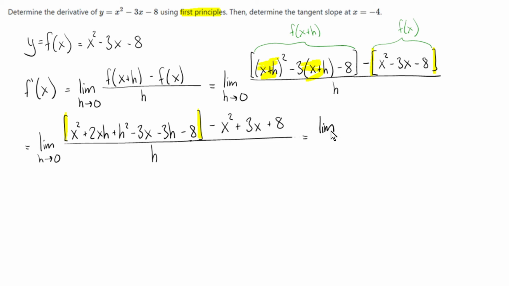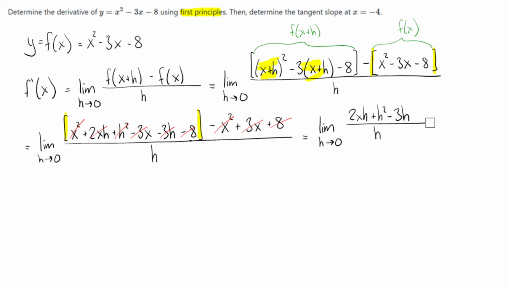The limit as h goes to 0. So in the numerator we have x squared minus x squared, that just cancels. Then we have 2xh, then we have h squared plus h squared, we have negative 3x plus 3x, that cancels. And we have negative 3h. And then we have negative 8 plus 8, that just cancels. And then we just have h in the denominator.